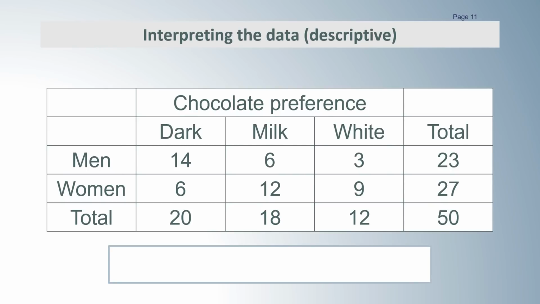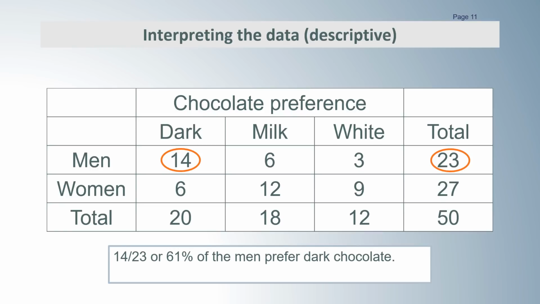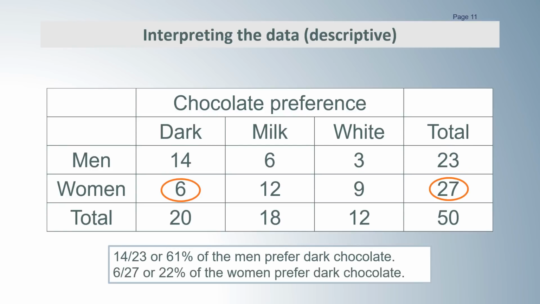When we are reporting descriptive statistics from tables like these, percentages are useful. We can say that 14 out of 23, or 61% of the men in our group preferred dark chocolate, while only 6 out of 27, or 22% of the women in the group preferred dark chocolate. That seems like a big difference. These are called row percentages.